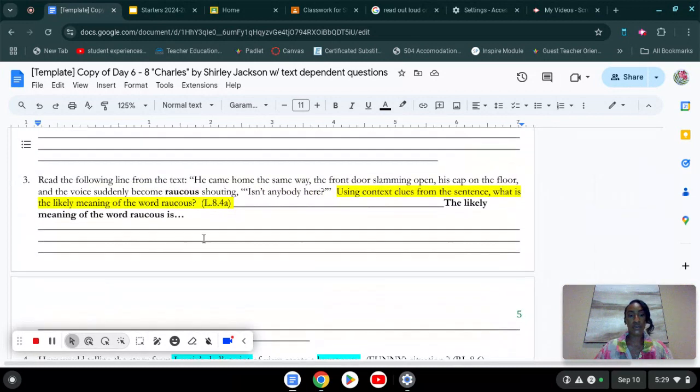So down for number 3, we're going to say the likely meaning of the word raucous is loud. Sorry, it's in all caps.